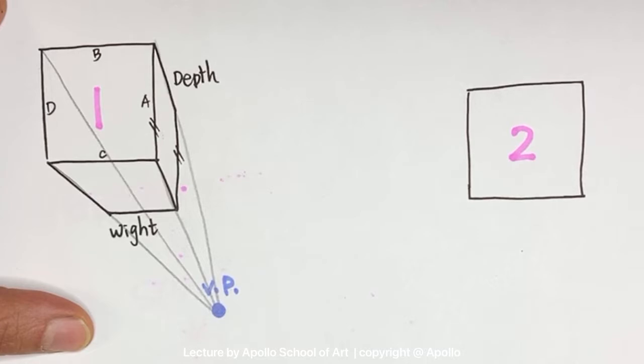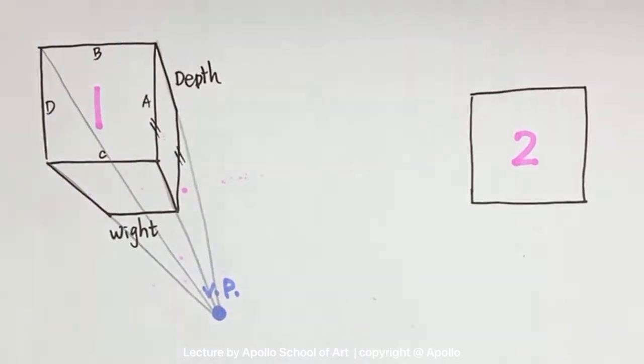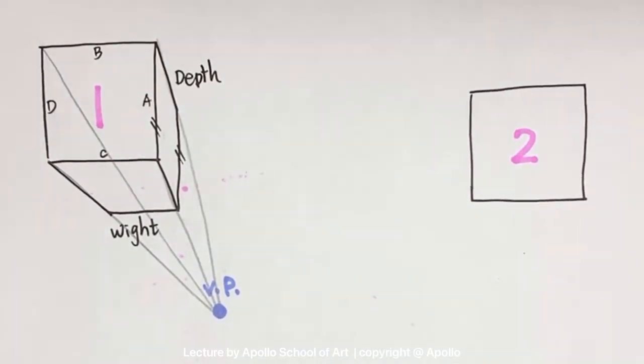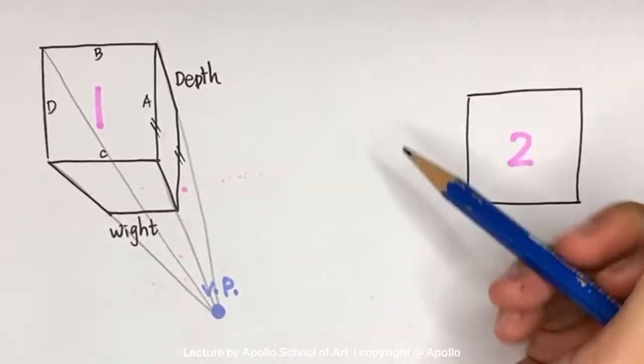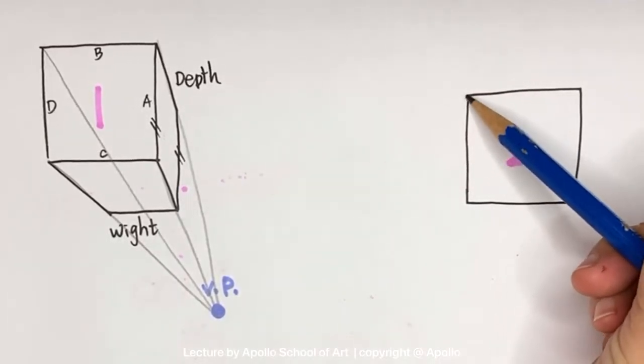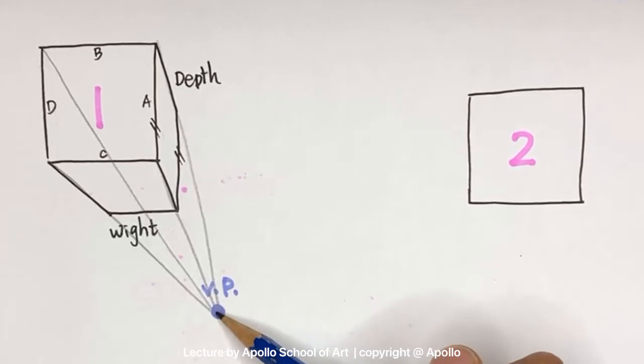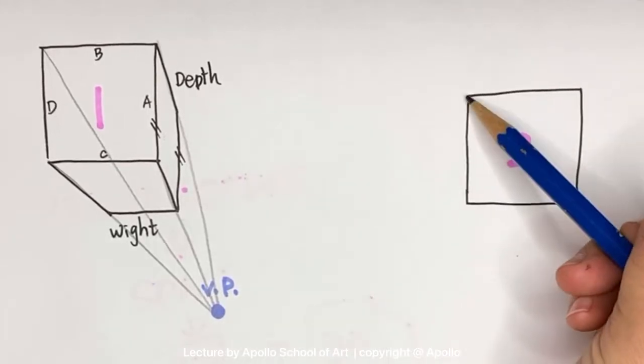Okay, so let's do one more practice together. Then you will do the rest of the 3 by yourself. Same thing, we have 4 corners. I want you to join the 4 corners to the vantage point.